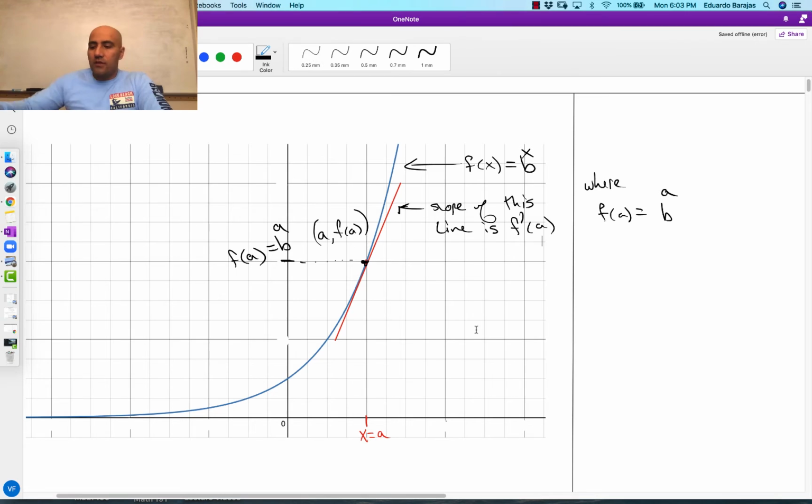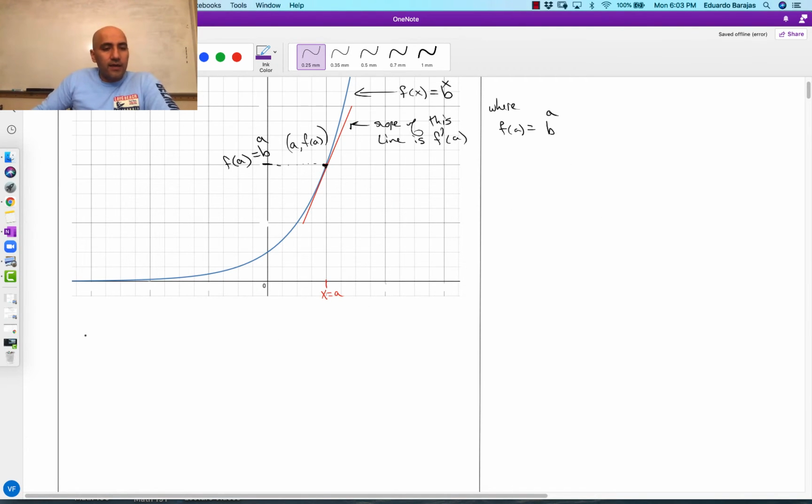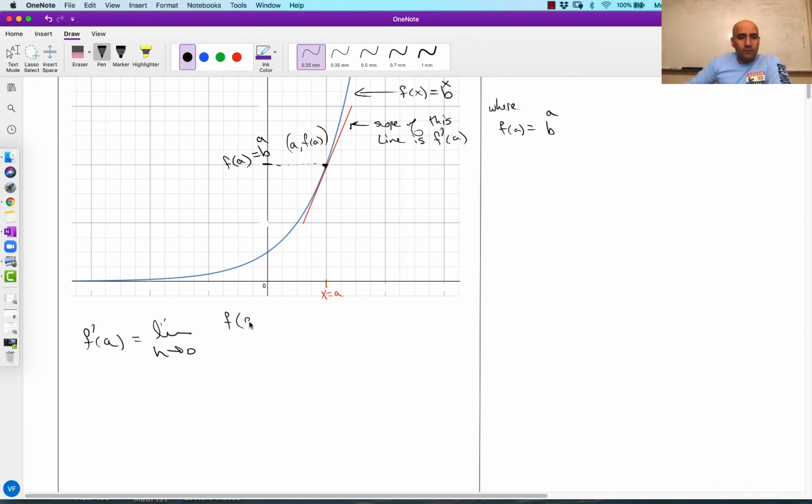So we're going to use this equation. Okay, so from our limit definition of derivatives, f prime at a is going to be equal to the limit as h goes to 0 of f of a plus h minus f of a all over h. Now the f of x function is in fact b to the x power. So let's highlight that. So that's the rule we're going to follow. So f of a plus h becomes b to the power of a plus h.